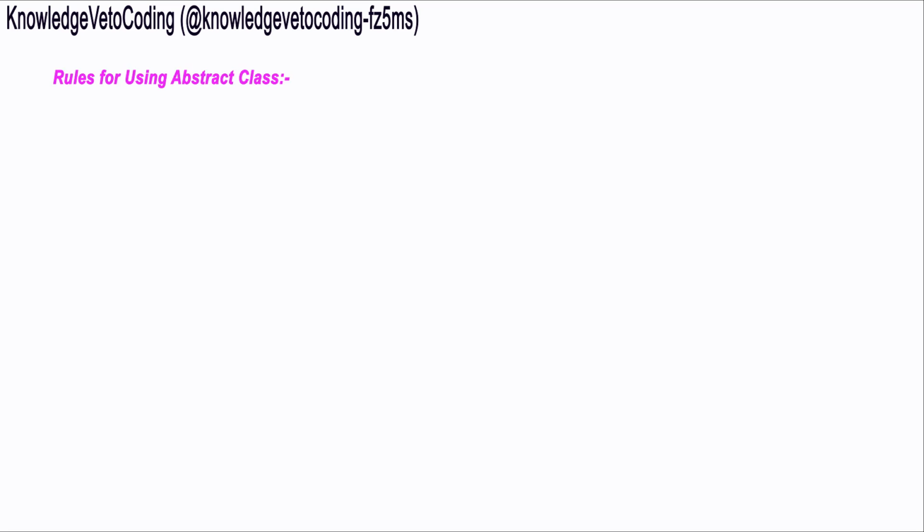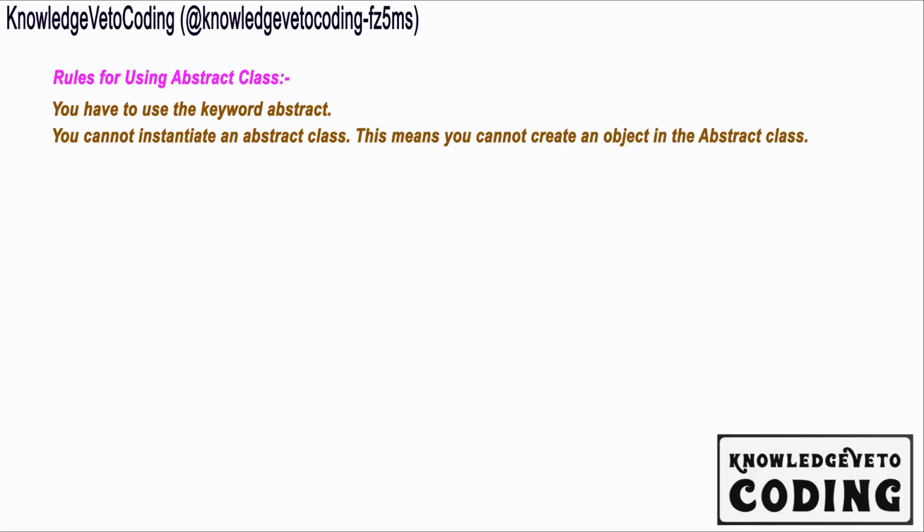Rules for using abstract class. You have to use the keyword abstract. You cannot instantiate an abstract class. This means you cannot create an object in the abstract class.